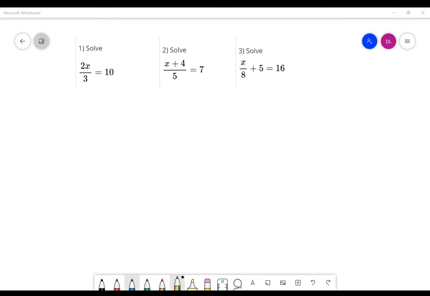Here are three equations which we're going to try and solve. They're both two-step equations. Now I'm just going to explain the two-step idea first. That means there's two operations and there'll be two steps that you need to do to solve the equation.